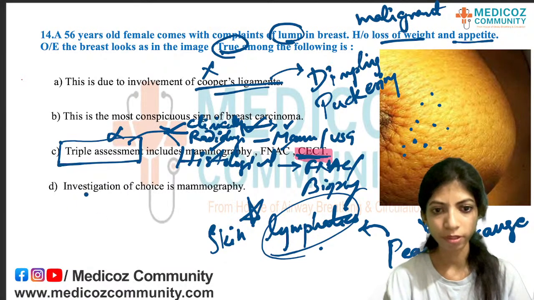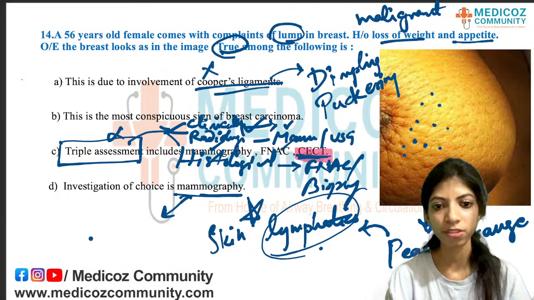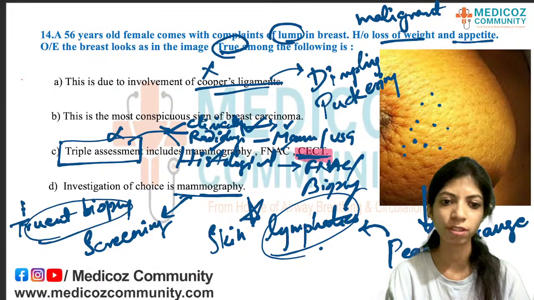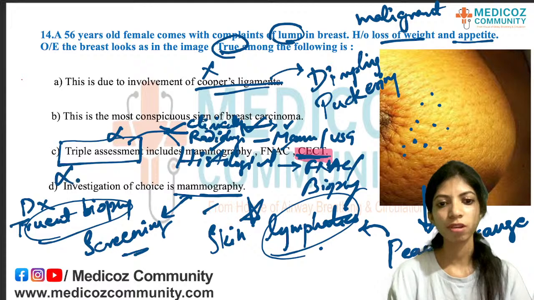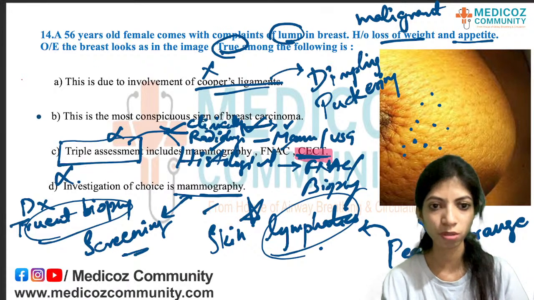Let's go to the fourth option. Investigation of choice is mammography. Mammography is the investigation of choice just for screening purpose. For diagnostic purpose, true cut biopsy or core cut biopsy is the investigation of choice for the diagnosis. For screening purpose, it's mammography. So this is also a wrong option. So what is he asking? He is asking the true statement, which is option B.